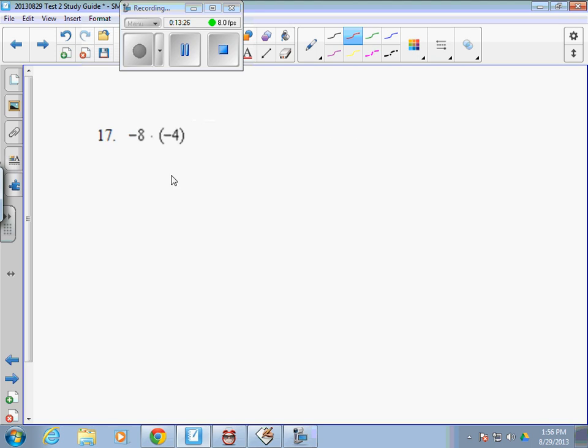Negative 8 times negative 4. Negative times a negative is going to be a positive 32. 8 times 4. 18, negative 25 divided by 5. Opposite signs now. Anytime they're opposite, it's going to come out to be negative, and 25 divided by 5 is 5.